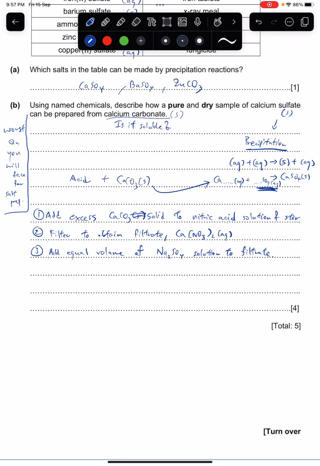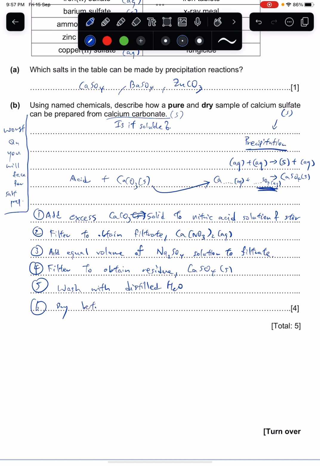So at this point, your final product appears already. Then all you need to do is again filter to obtain residue. Then go and wash and dry. Wash with distilled water. Dry between pieces of filter paper. Yay.